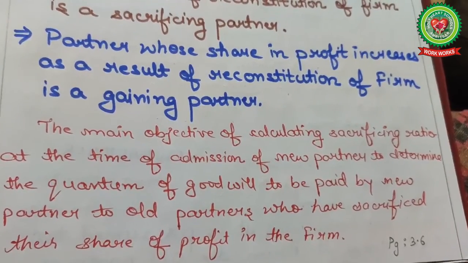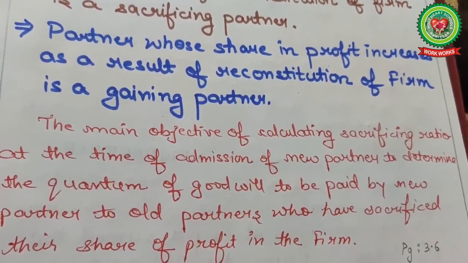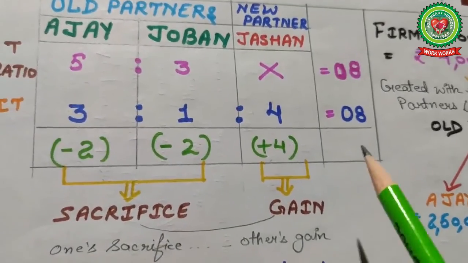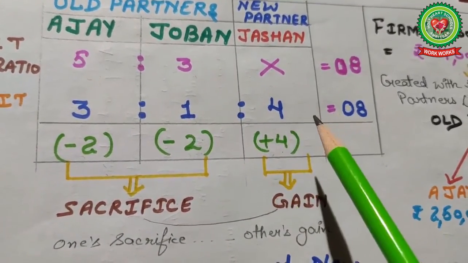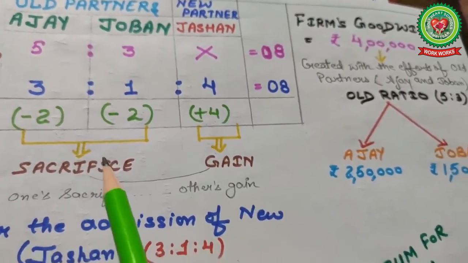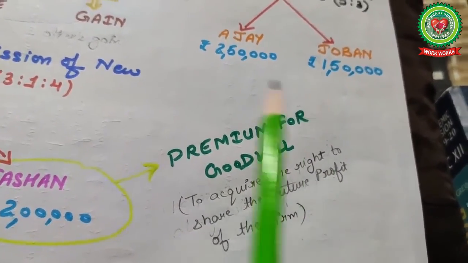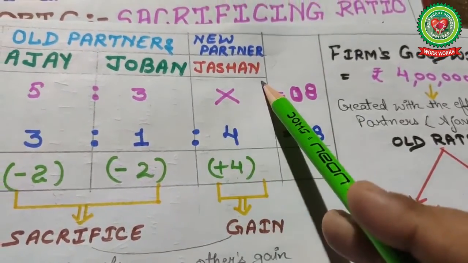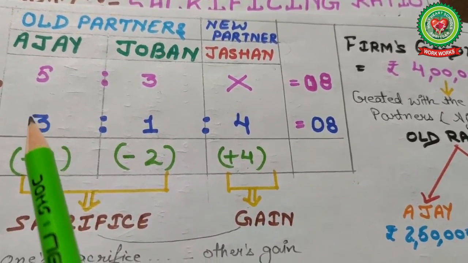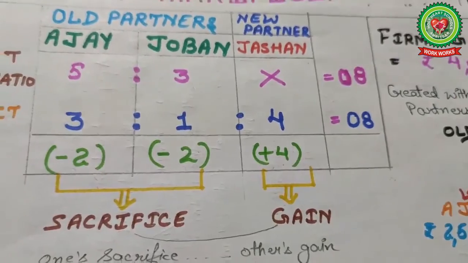The main objective of calculating the sacrificing ratio at the time of admission of a partner is to determine the quantum of goodwill to be paid by the new partner to the old partners who have sacrificed their share in the firm. So what is the main objective here? If Jashan receives a share in the future profit sharing ratio, then Jashan, the new partner, compensates the old partners by giving a premium for goodwill to acquire the right to share the future profits of the firm. So along with the capital, Jashan also pays some amount as goodwill, because in the future he has a right to share the future profits, just because of the goodwill already created by Ajay and Joban with their hard work.